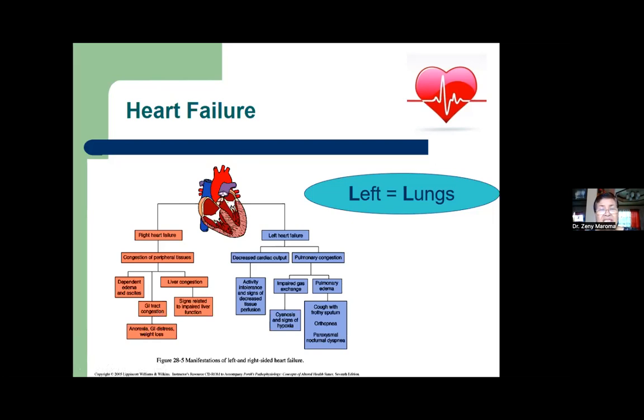Pagka may GI distress, wala na siyang ganang kumain. And because of decreased intake of nutrients, so there will be some degree of weight loss. Kaya lang, because of edema, mas malaki yung weight gain because of edema. Pagka nauna si left side, sooner or later, magkakaroon ng right side failure. Pero pwede ka rin mag-right side failure na wala kang left side failure. Not necessarily susunod si left side. Okay, questions so far?